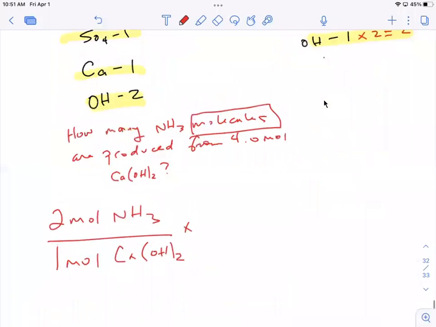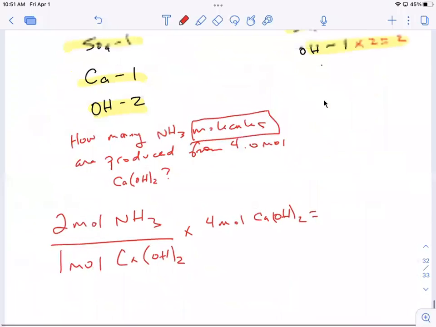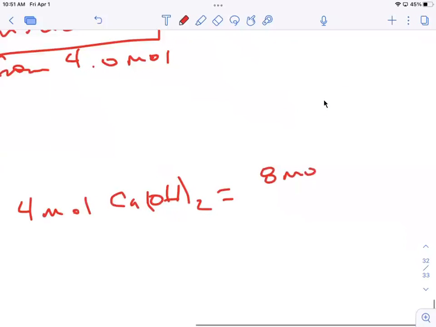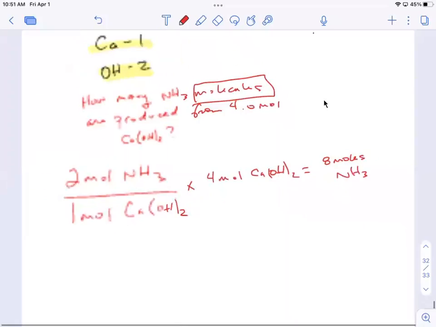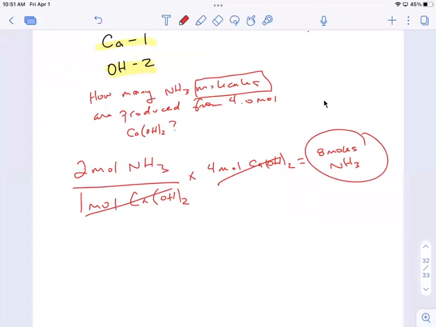times 4 moles of calcium hydroxide. So that's going to be what? 8 moles? Right? Because moles of calcium hydroxide are going to cancel. I'm left with 8 moles of NH3. Now, how do I go from moles to molecules? Help me out. Do we have a way to do it directly?